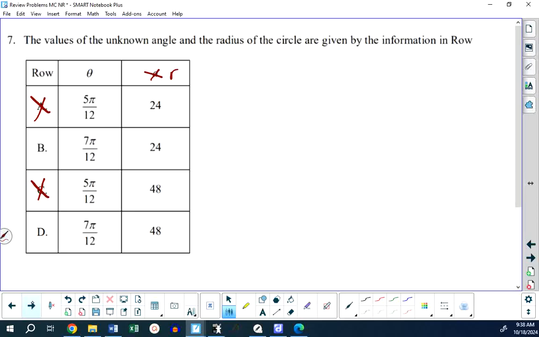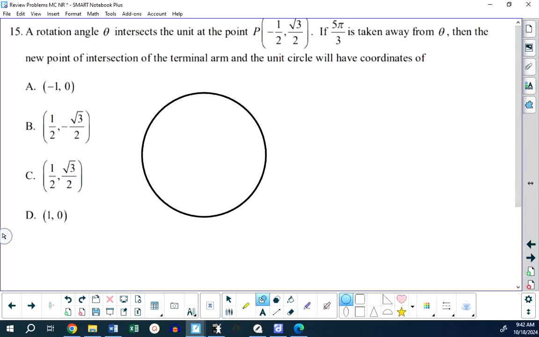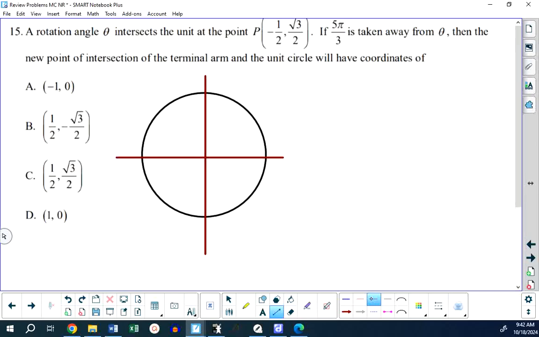Why? So when I tried to find the ratio, so first you do times the overhead one? So the point, negative 1/2 comma root 3 over 2, is here. Correct? Okay. So we want to subtract from that 5 pi over 3.